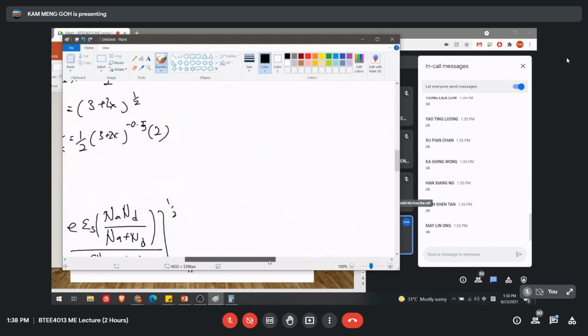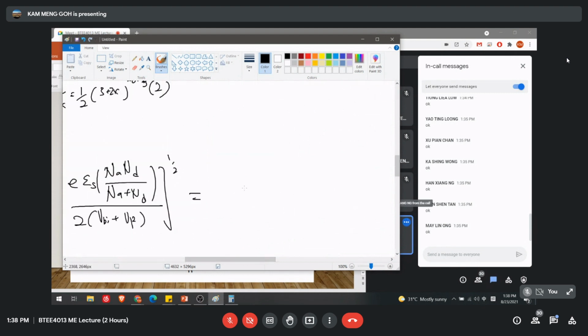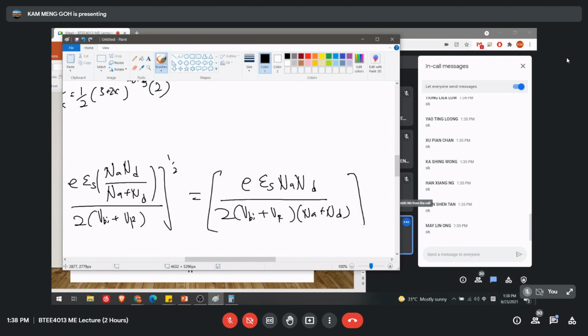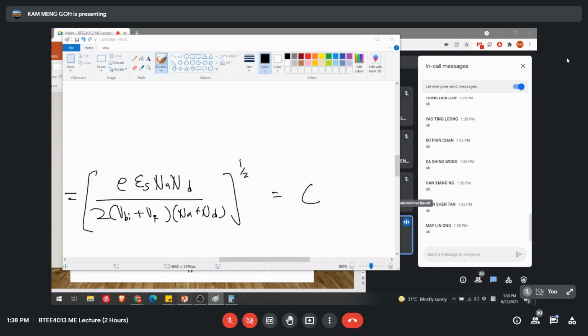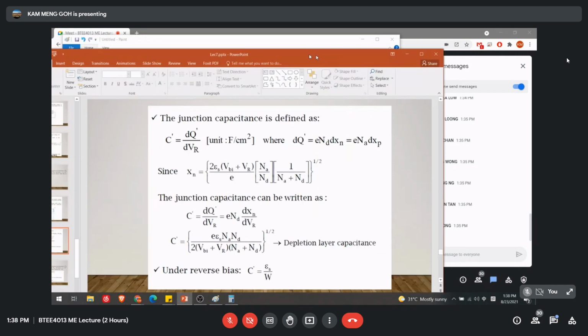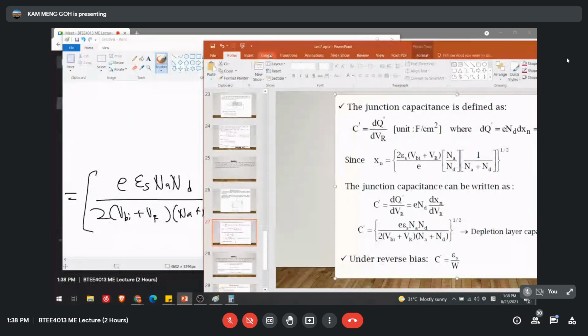And then come to here. We can rewrite here to make it more nicer. 2 VBI plus VR and A plus ND squared. And this will be your capacitance. This formula is already written inside here, this part. Okay, you can see it will be exactly the same here.